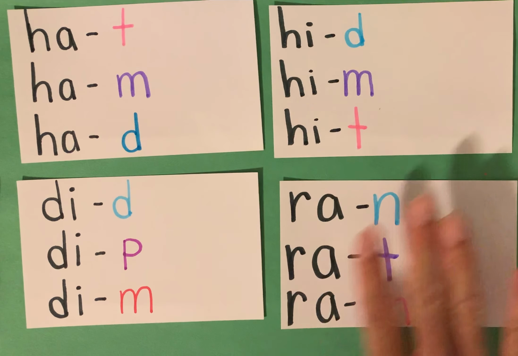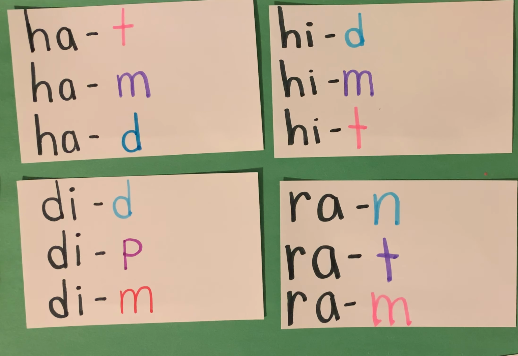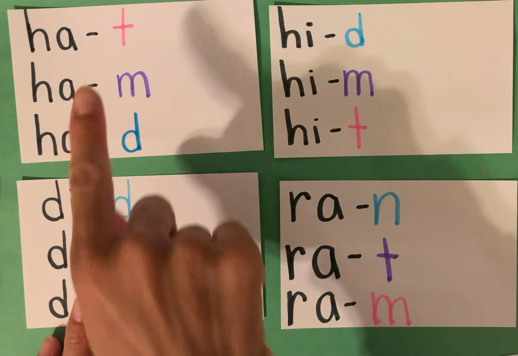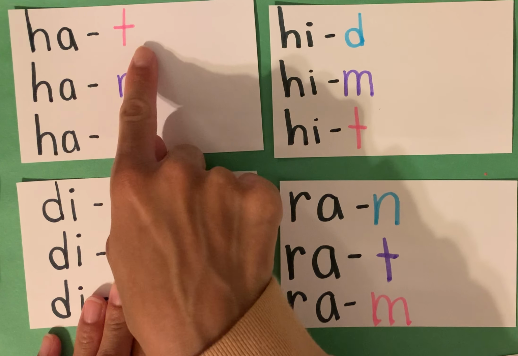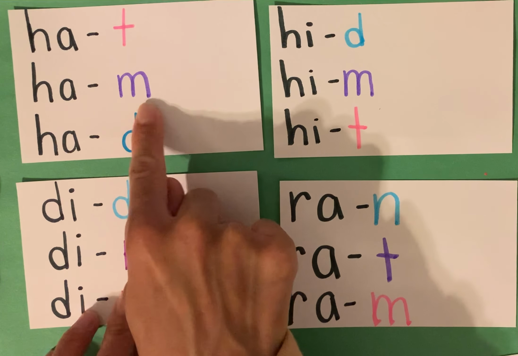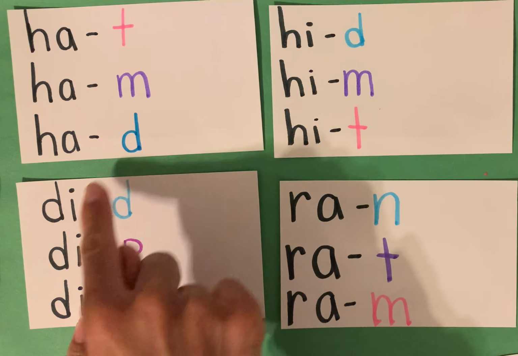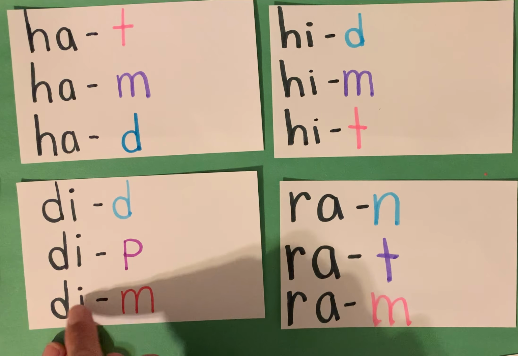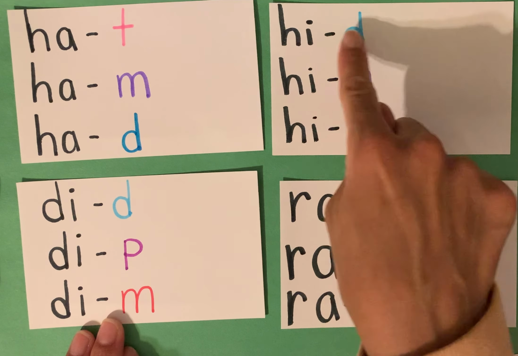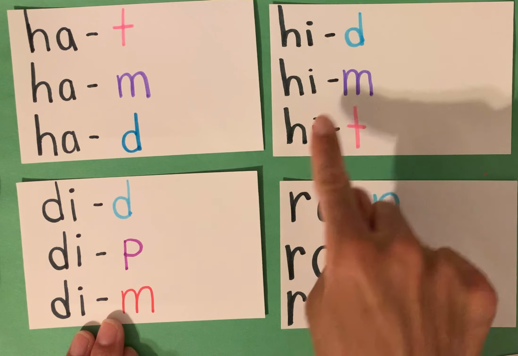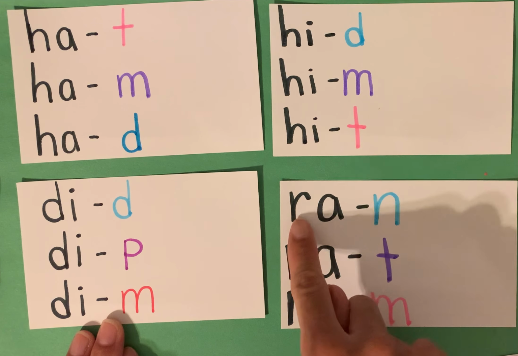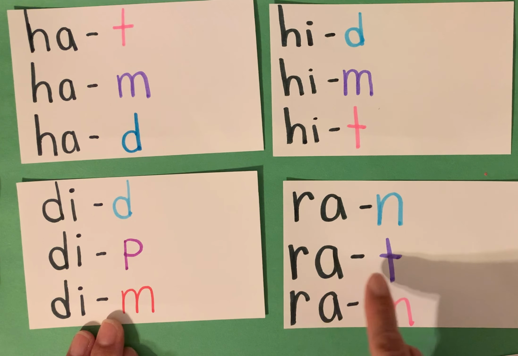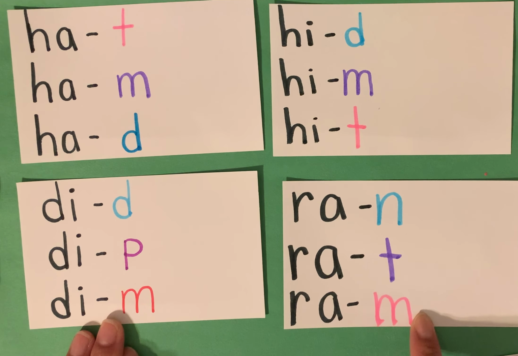Now we're going to go over all the words that we blended today. Let's do it together. Hat. Ham. Had. Did. Dip. Dim. Hid. Him. Hit. Ran. Rat. Ram.